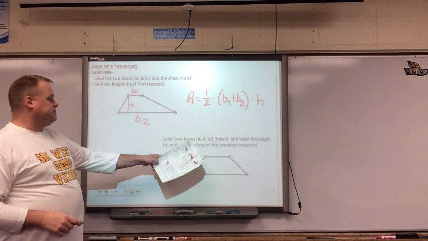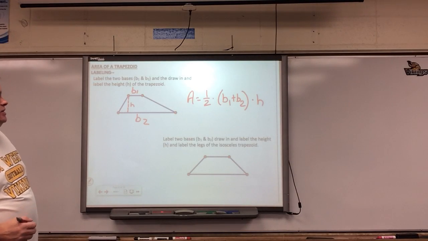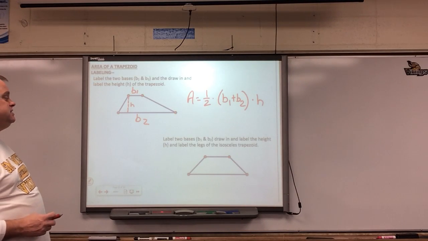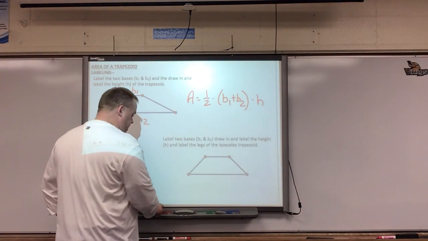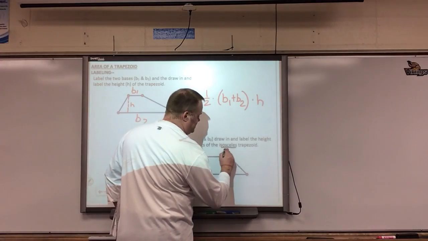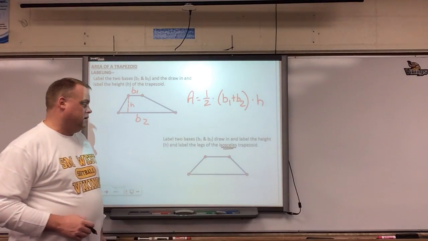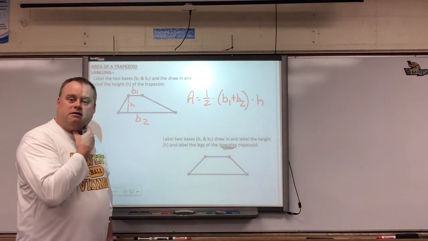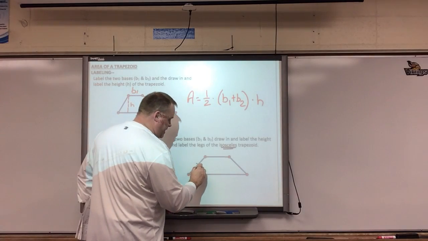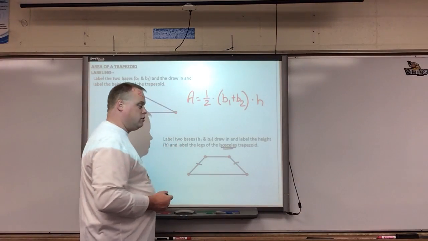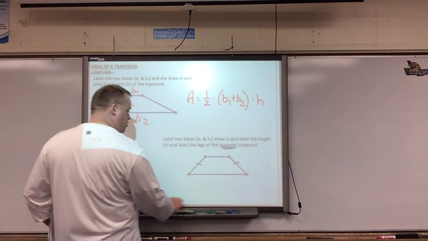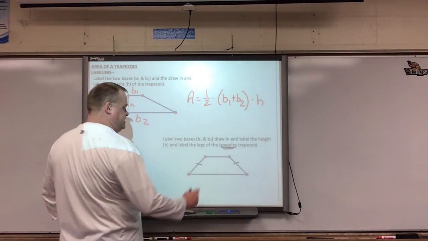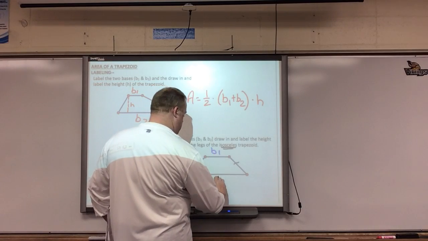Okay? The second part, label 2 bases, B1 and B2, draw in and label the height, and label the legs of the, ooh, big word here, isosceles trapezoid. What does isosceles mean? It means that the 2 legs are equal. They're equal. They're the same, right? So here we go. Label the 2 bases. Well, B1, B2.